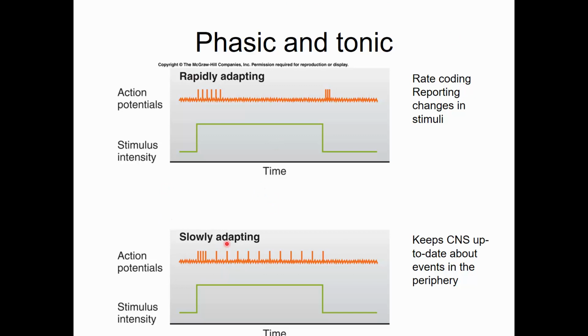Slowly adapting receptors are tonic. They are showing tone. So there's a little bit of adaptation, but a constant report of action potential. So the CNS is always kept up to date about what's going on in the periphery. So something like a nociceptor should not adapt, because you need to know there's pain out there so you can take care of yourself.